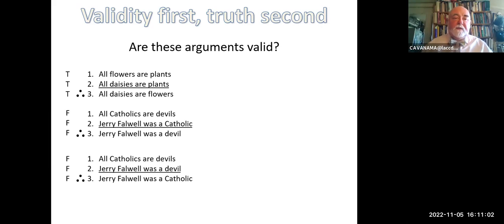Okay, let's take these examples to illustrate the point. Three arguments. Are these arguments valid? All flowers are plants, all daisies are plants, therefore all daisies are flowers.